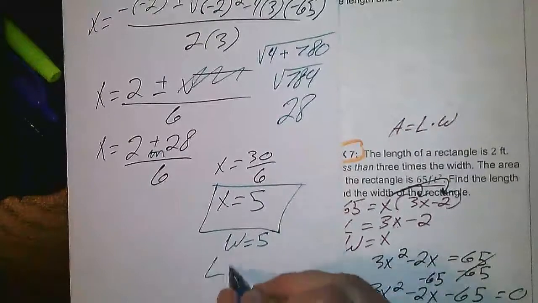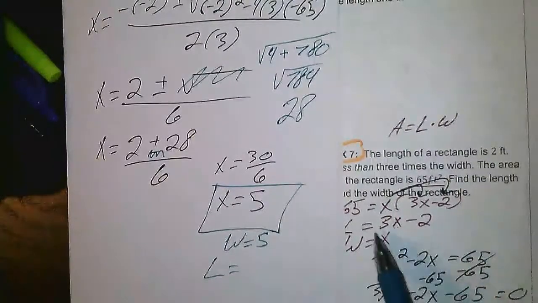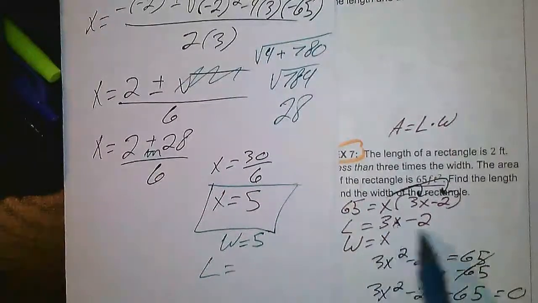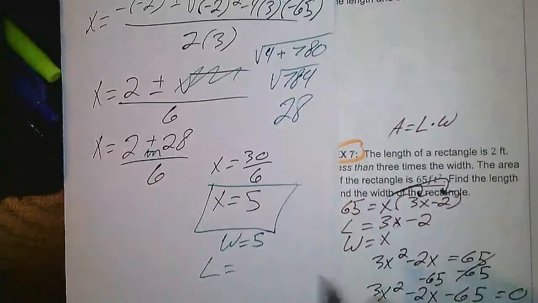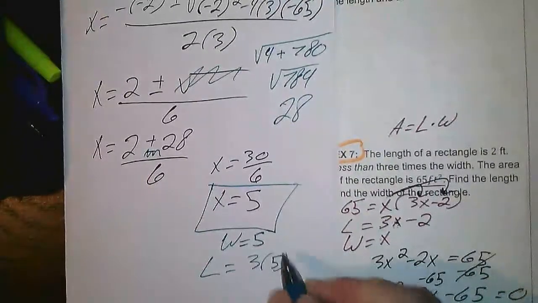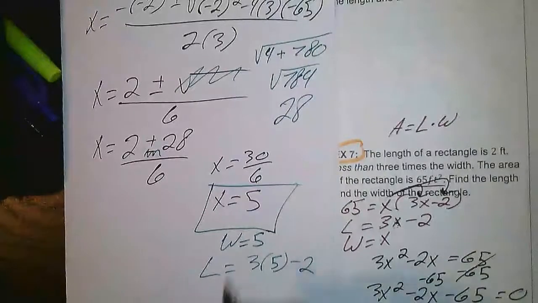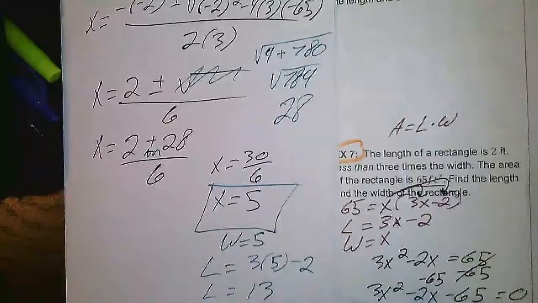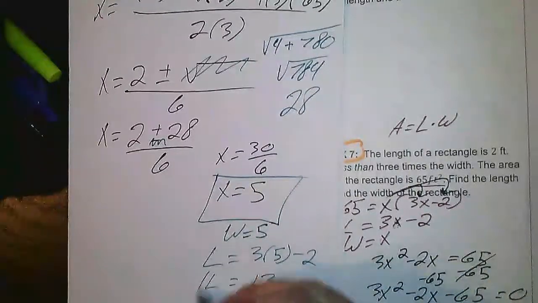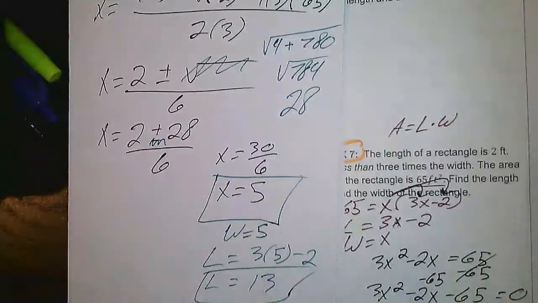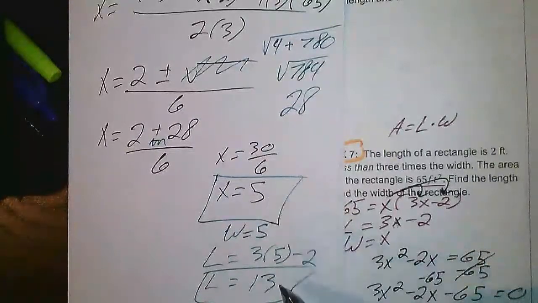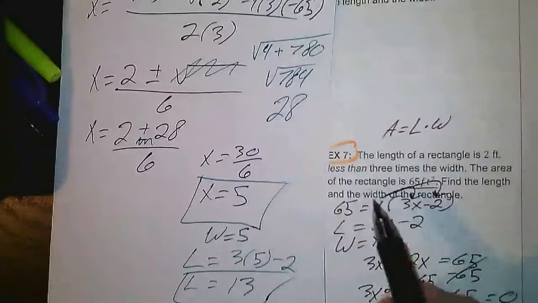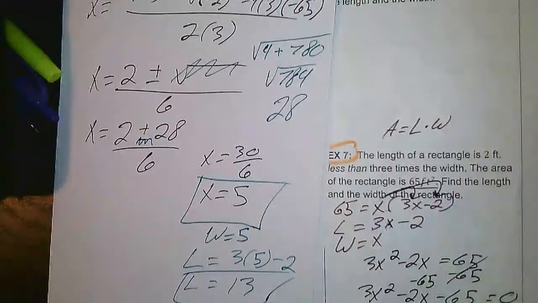To find the length, you've done all the hard work. Don't make a mistake here. All you have to do is go to, in this case, 3x minus 2 and plug in 5 for x. So that's 15 minus 2, which is 13. Again, check your work here. It's easy. It's just multiplying. 13 times 5 does indeed give us the area of 65.